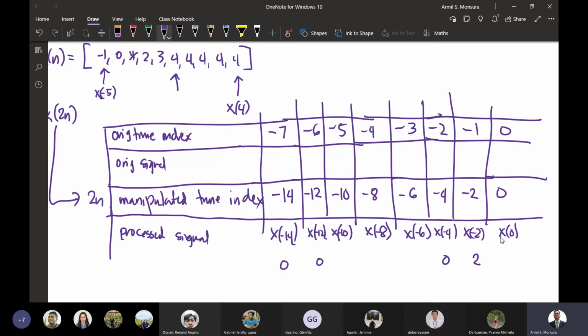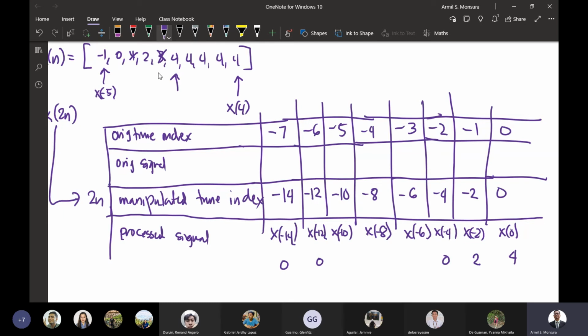Tapos ano susunod dyan? X of 0. X of 0 is 4. So between 2 and 4, mapapansin nyo, itong 3, in-skip din niya. Okay? So, if you actually put that in a table, makikita niyo rin yung operations na involved sa kanya.